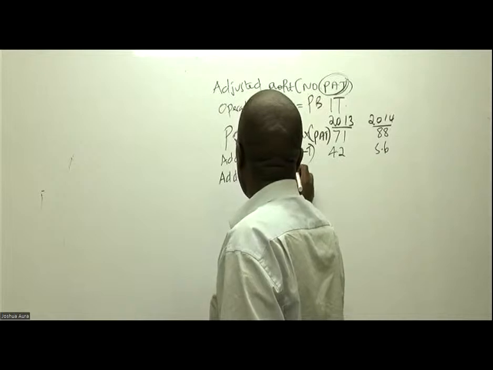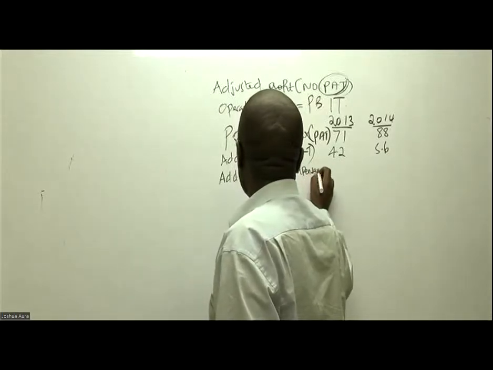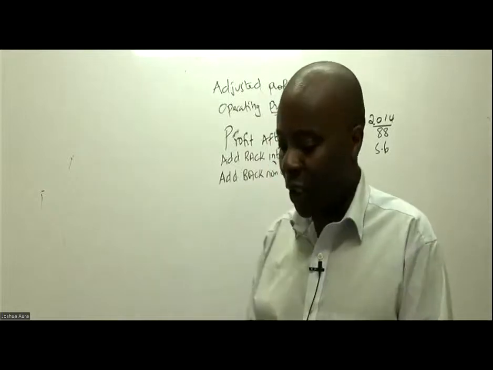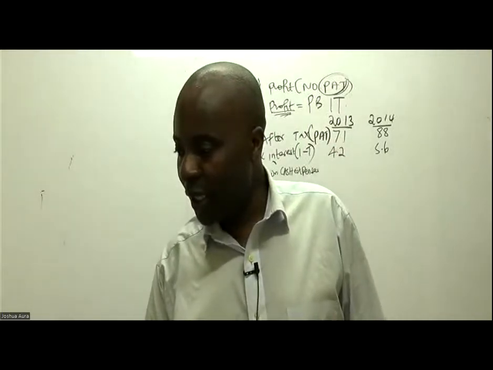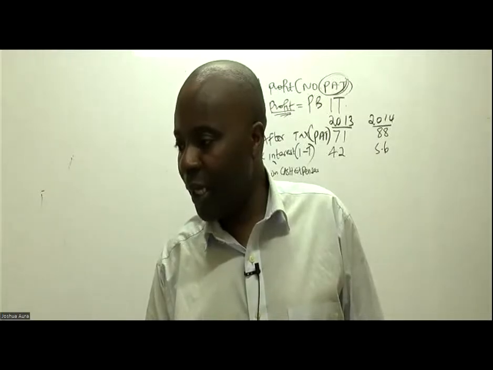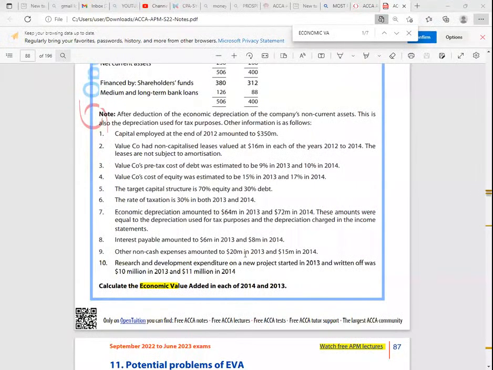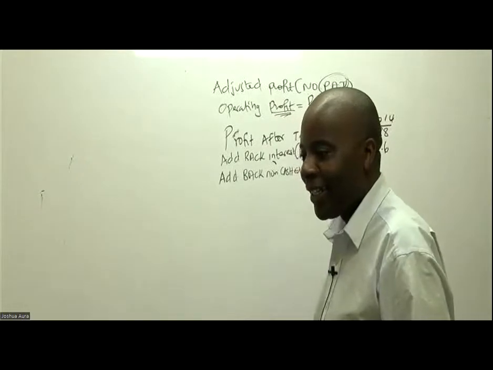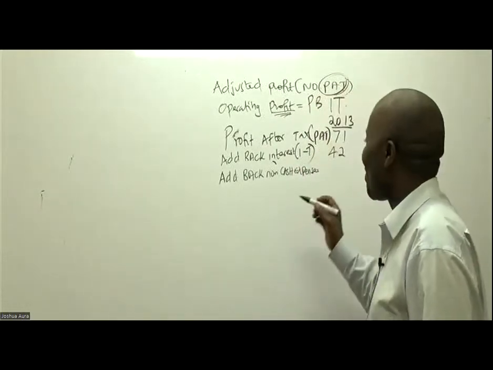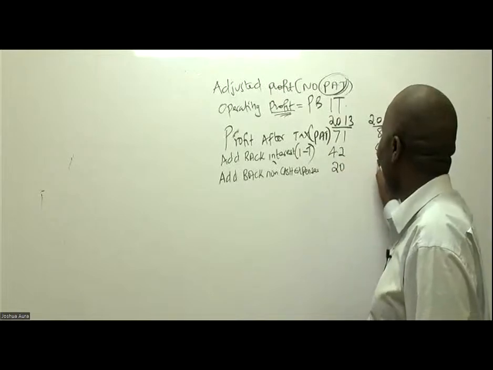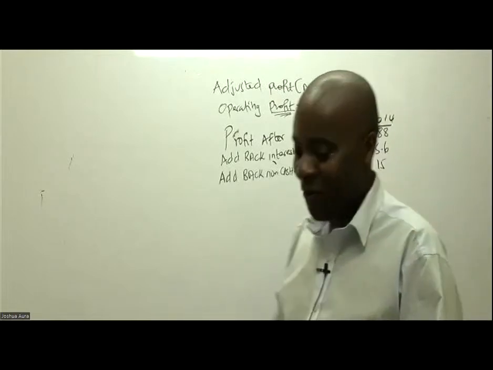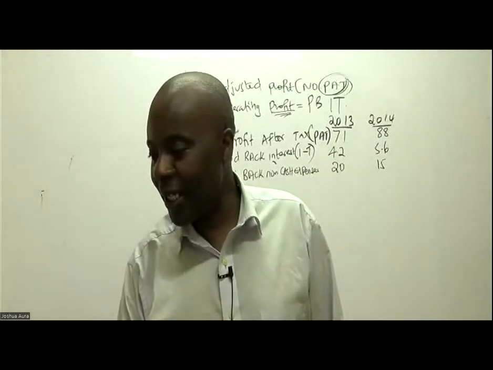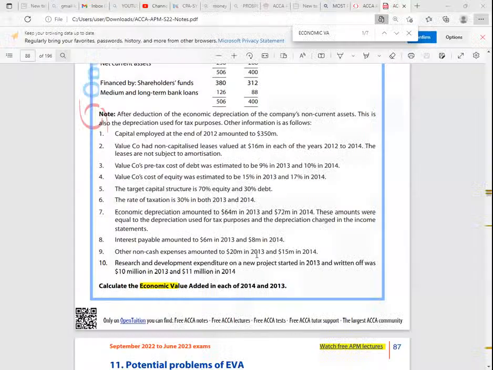Add back non-cash expenses. The non-cash expenses are here. We have 20 and 15. The non-cash expenses, we have 20 in 2013 and 15 in 2014.